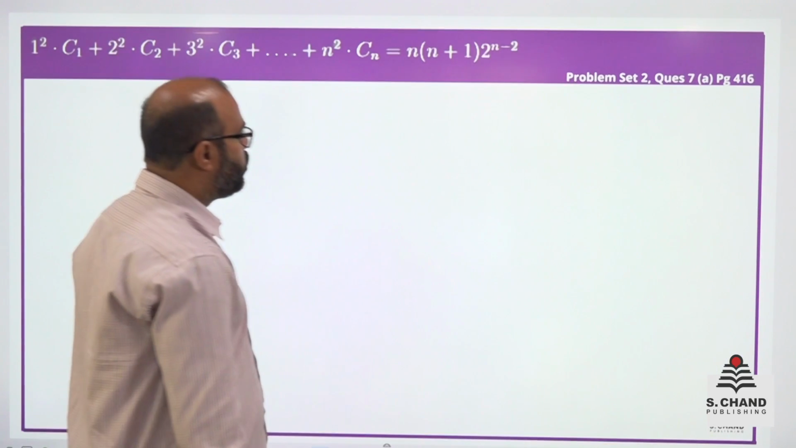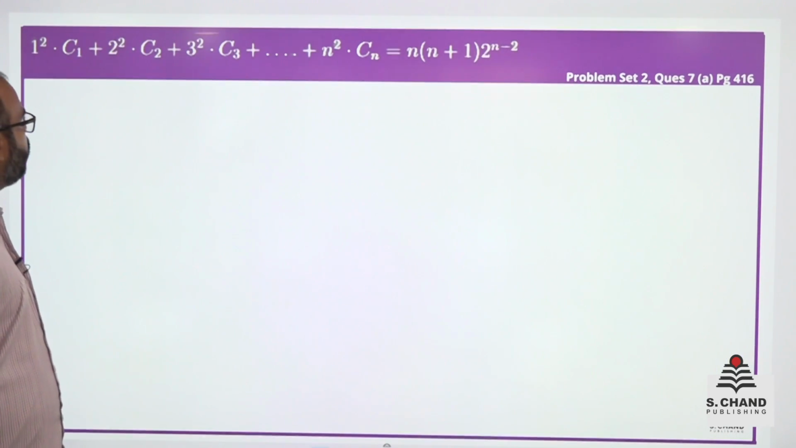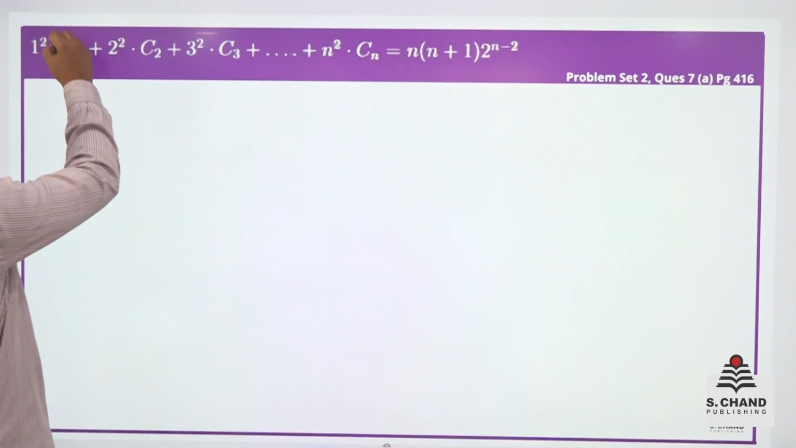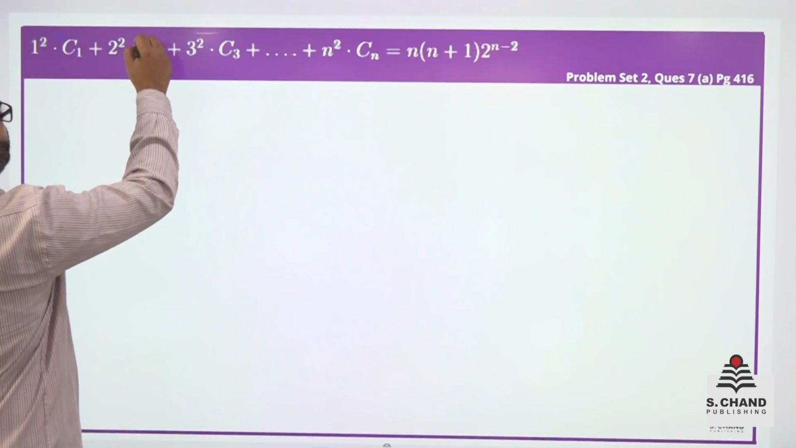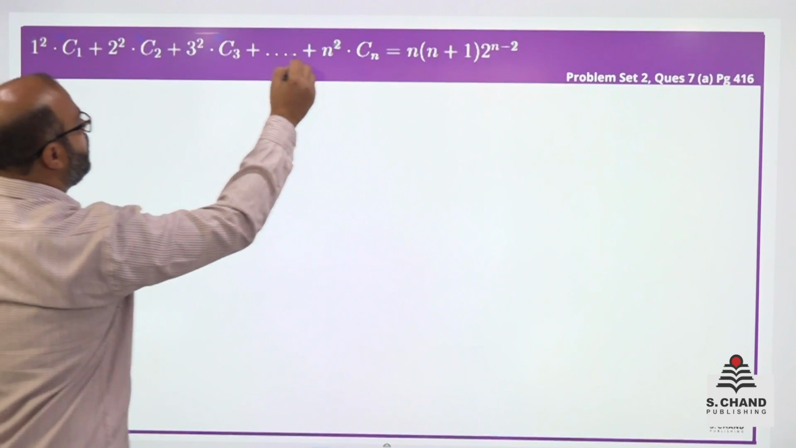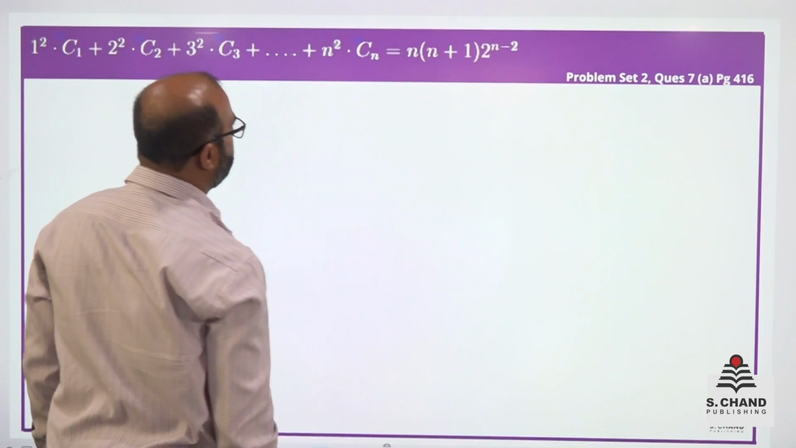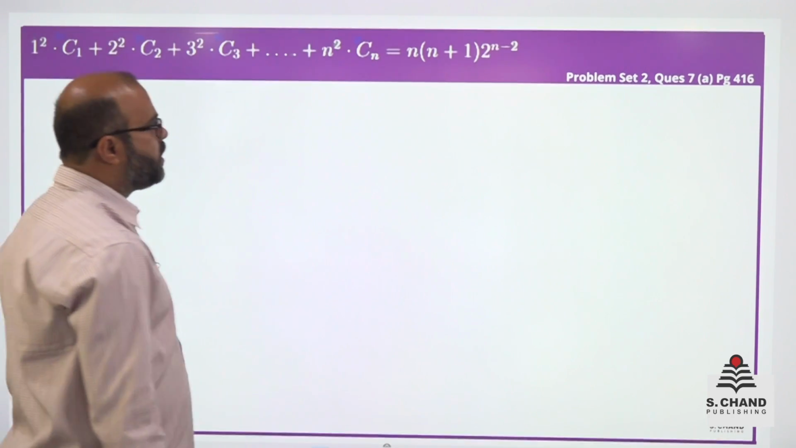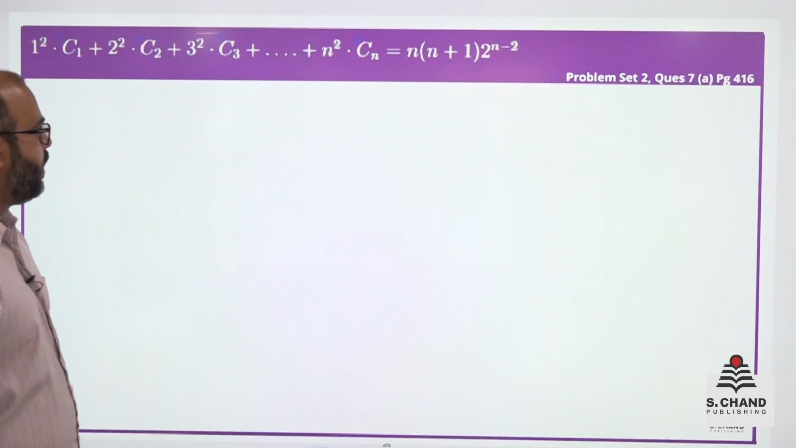Let us come to the next question. 1 square C1, that is NC1, 2 square C2 means NC2, 3 square NC3, and so on till n square NCn, is n into n plus 1 into 2 to the power n minus 2.